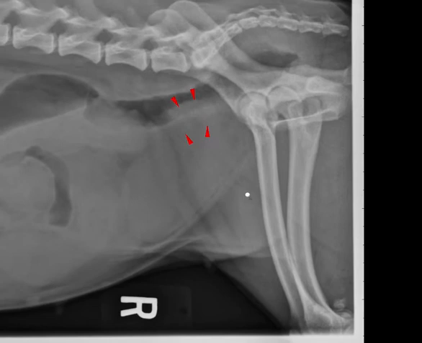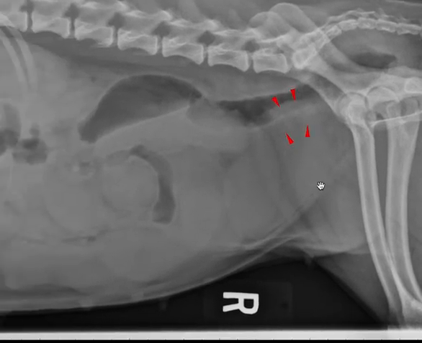So if we sort of take everything into account up until this point, key findings: increased opacity at the pelvic inlet, between the colon and the bladder, highly consistent with the location of the uterus. We don't normally expect to see the uterus in intact dogs until it starts to become enlarged. We'll talk about the causes of uterine enlargement in a minute.